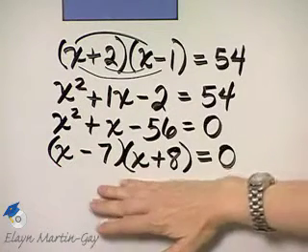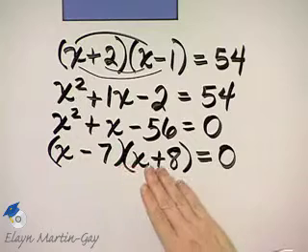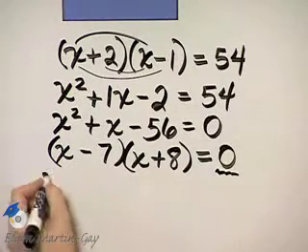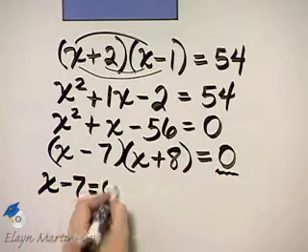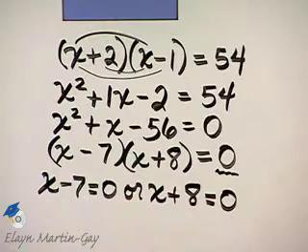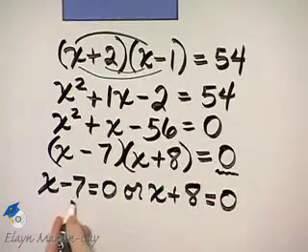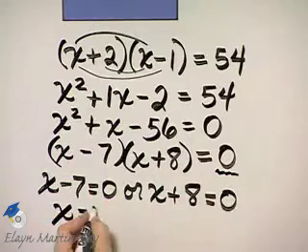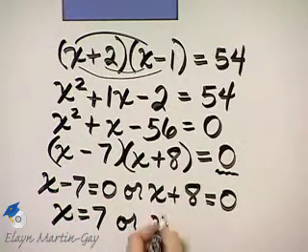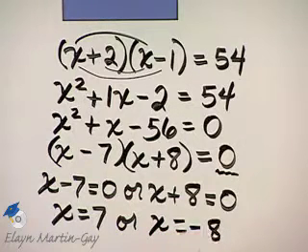Now I can use the zero factor theorem. Because one side is a factored polynomial, the other side is 0. Very, very important. So now I can set each factor equal to 0. And what happens here? Here I'll add 7 to both sides, and I'll have that x is 7. Or here I'll subtract 8 from both sides, so I'll have x is negative 8. Now these are both solutions to our original equation.